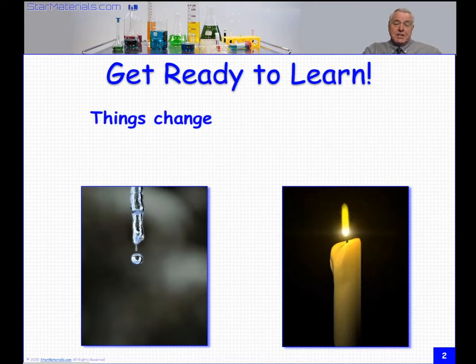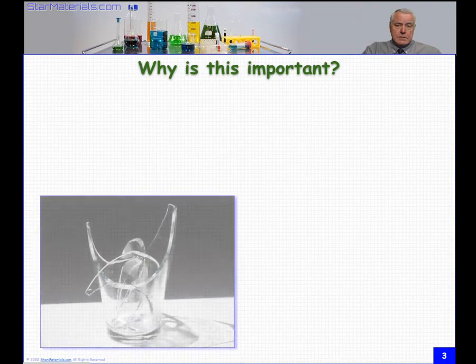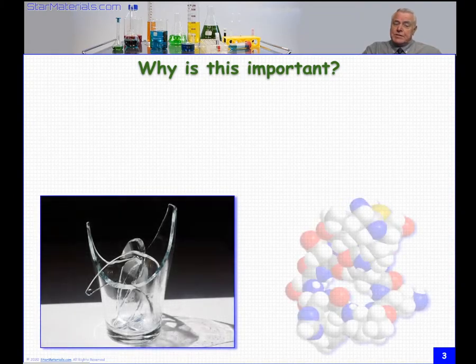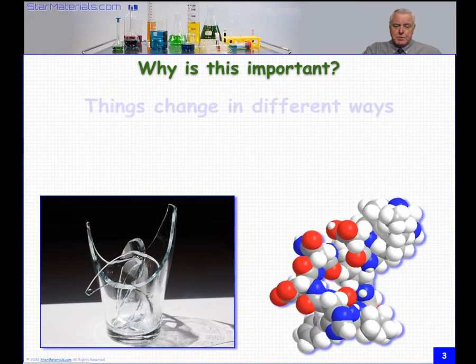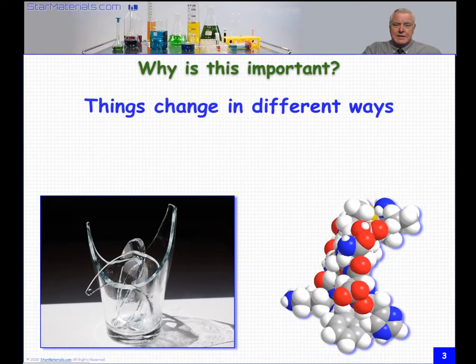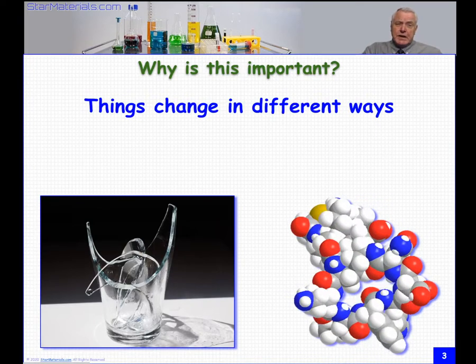Things change all the time. Ice melts and candles burn. Now, physical and chemical changes. Why is this important? Well, things change in different ways.